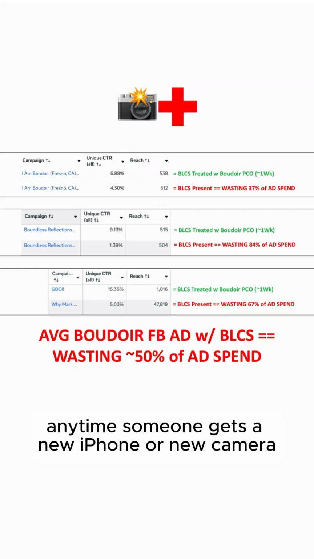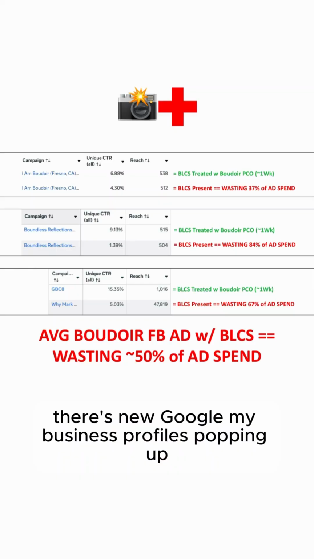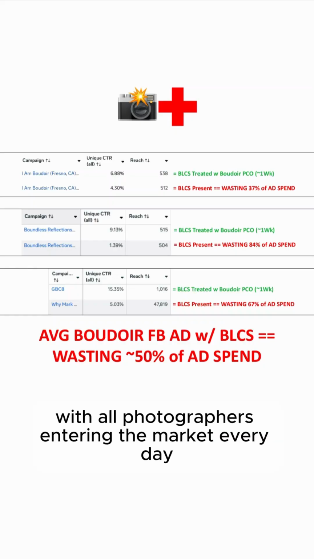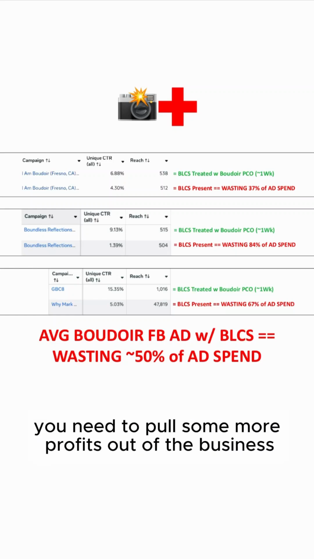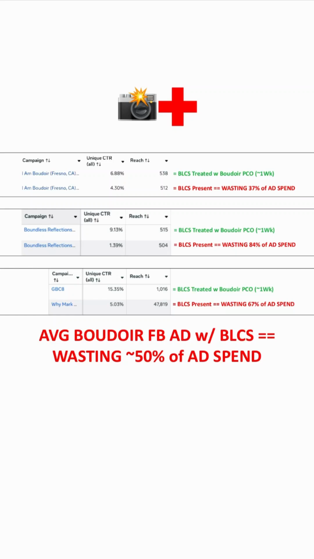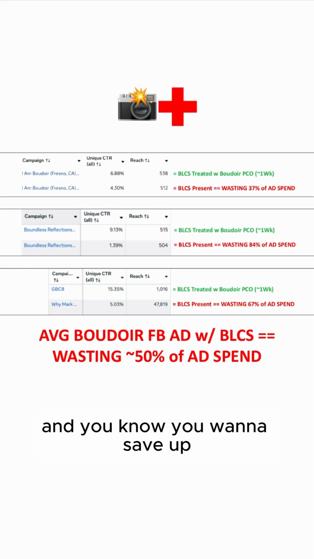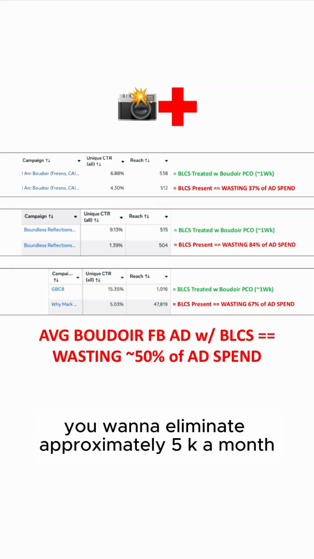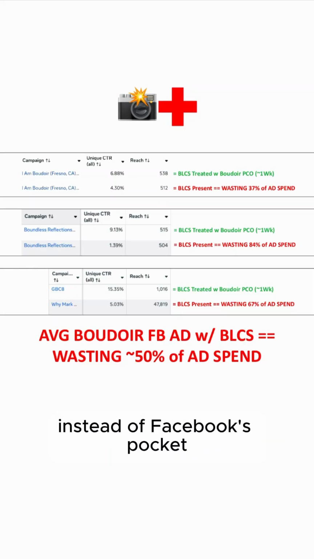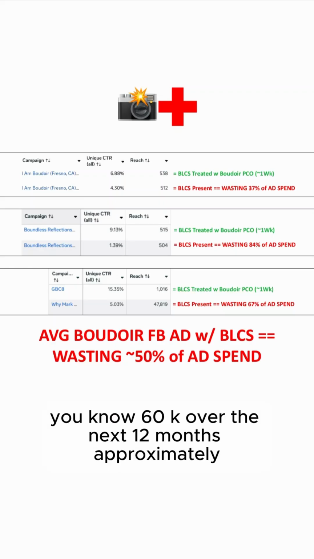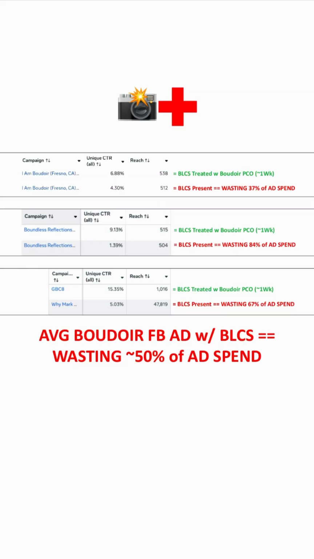Anytime someone gets a new iPhone or new camera, there's new Google My Business profiles popping up. More boudoir photographers are entering the market every day, and there's more inflation in life, so you need to pull some more profits out of the business. And you want to eliminate approximately 5K a month in wasted ad spend. Put that back in your pocket instead of Facebook's pocket, where it's being wasted. 60K over the next 12 months approximately.